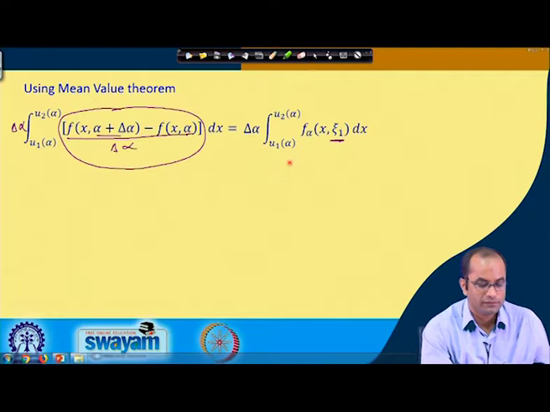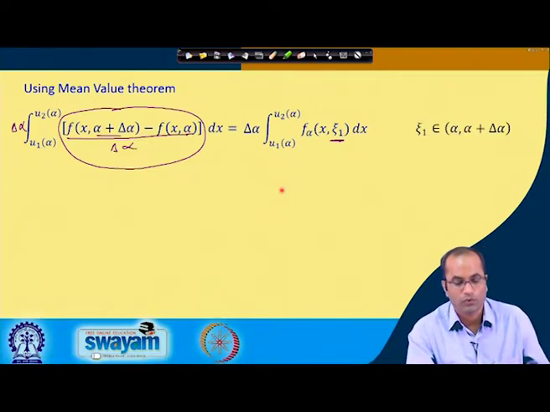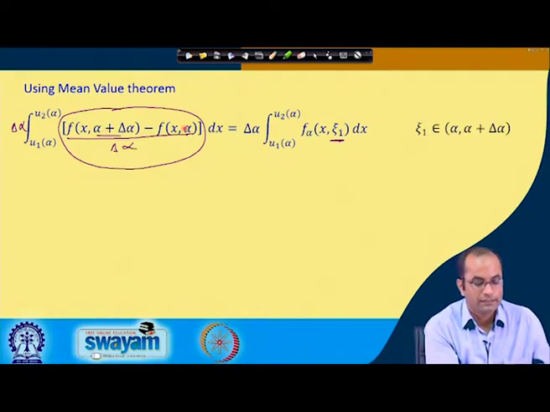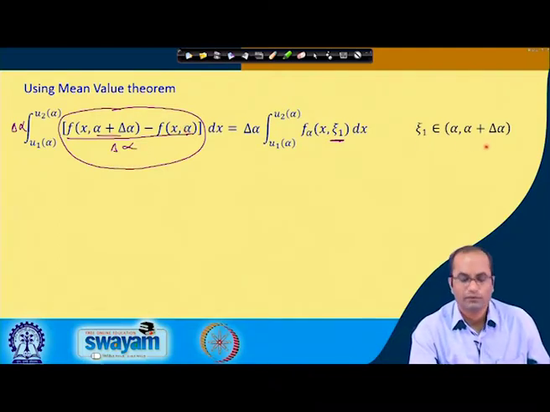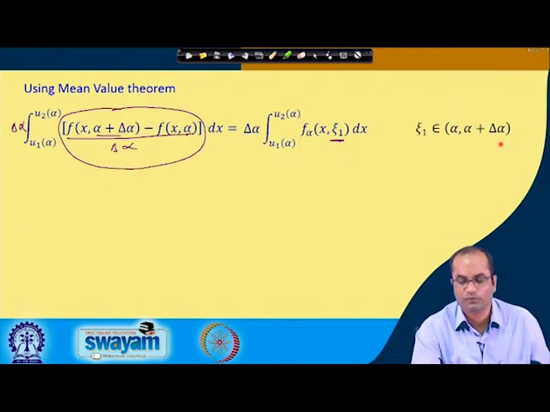So, the xi 1 belongs to exactly the interval here, alpha to alpha plus delta alpha, and note that this xi 1 will go to alpha when delta alpha goes to 0. So, later on we will be taking the limit. This xi 1 will approach alpha as delta alpha goes to 0.